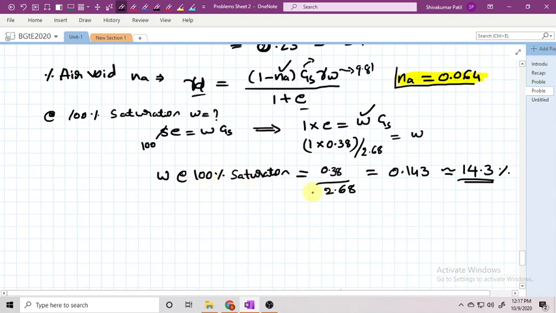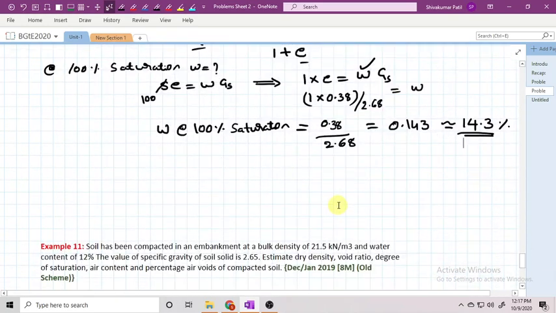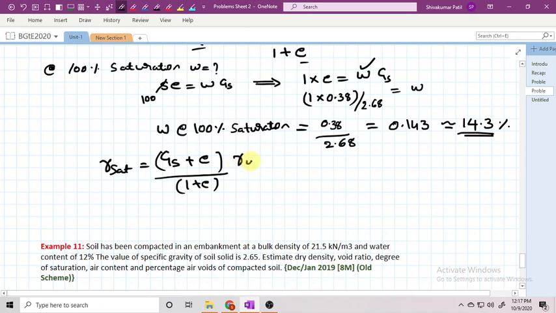Okay, so one more thing they are asking: gamma sat. How can you find it out? Gamma sat is nothing but (Gs plus e) divided by (1 plus e), into the unit weight of water. Everything you know: specific gravity, void ratio, and unit weight of water. Only unknown is gamma sat, so you can easily calculate it.